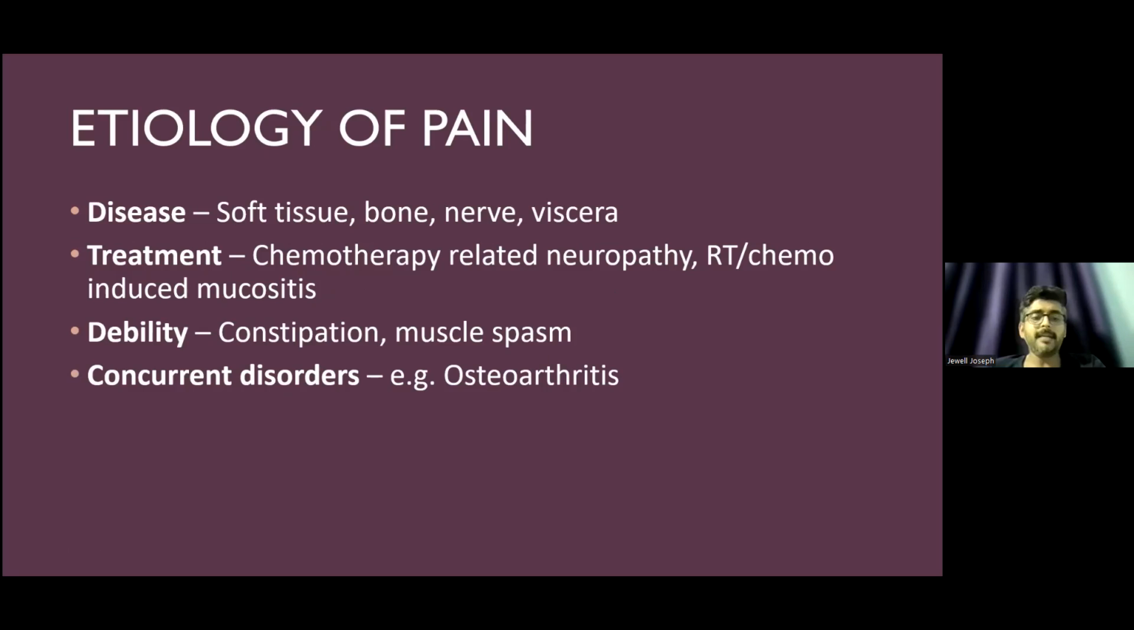Etiology of pain can be disease, treatment, debility, or concurrent disorders. Disease can involve soft tissue, bone, nerve, or viscera. Treatment-related pain includes chemotherapy-related neuropathy, RT, chemo-induced mucositis, etc. Other debility like constipation and muscle spasm is also important. Concurrent disorders include osteoarthritis.